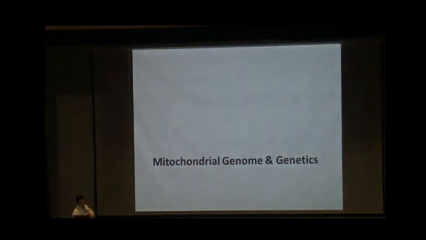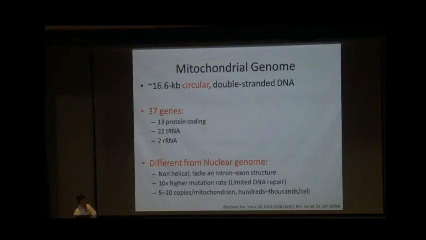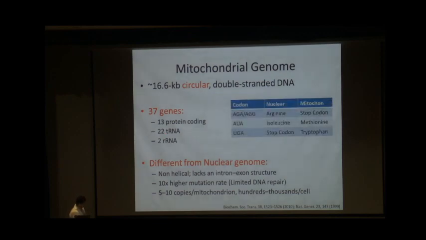Few words about mitochondrial genome and genetics. Mitochondrial genome is altogether different from the nuclear genome. It's a circular double-stranded DNA, only codes about 37 genes, 13 are protein coding and 24 are related to RNAs. And it's non-helical, it lacks an intron-exon structure. They have a very high mutation rate because of limited DNA repair. And each cell has thousands of copies of this mitochondrial DNA.